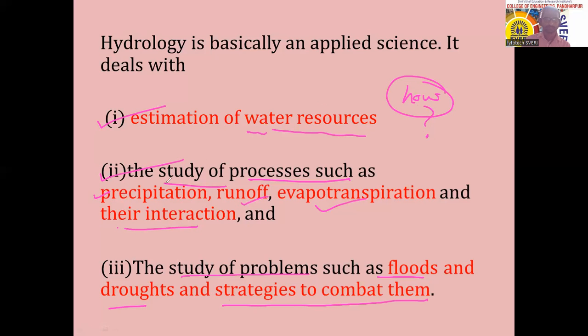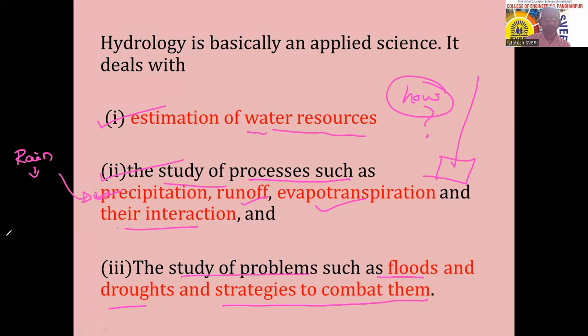First of all, we will study how much quantity of water is available. Next, we will study the processes, how water is formed and reaches the earth, that is through precipitation. What is precipitation called as? Raining. Yes, raining. Good. In Hindi, what do we call rain? Barish, right? That is called precipitation.